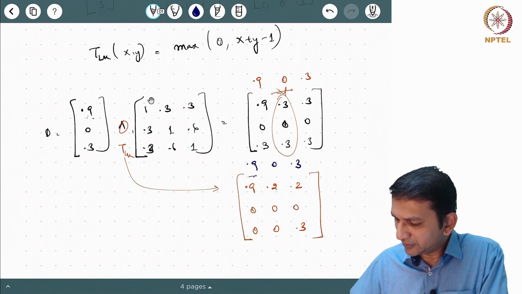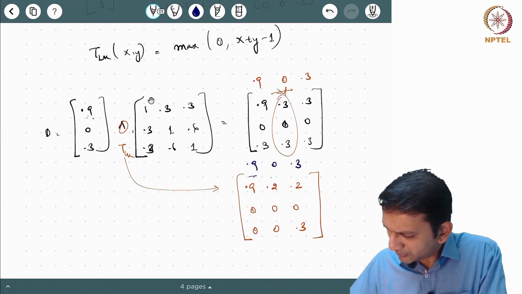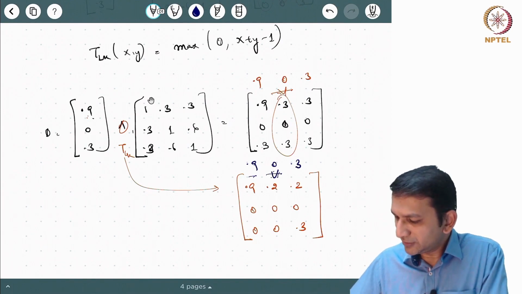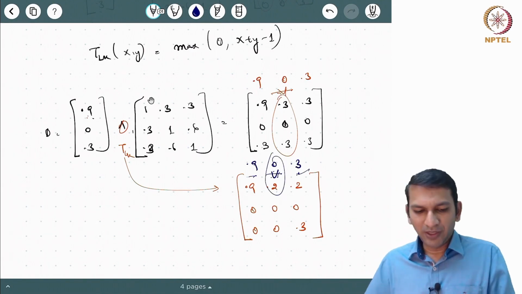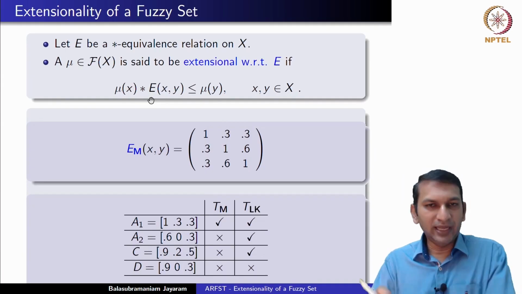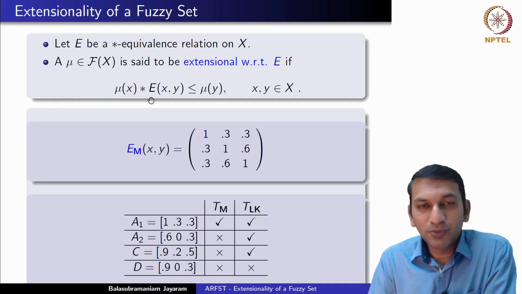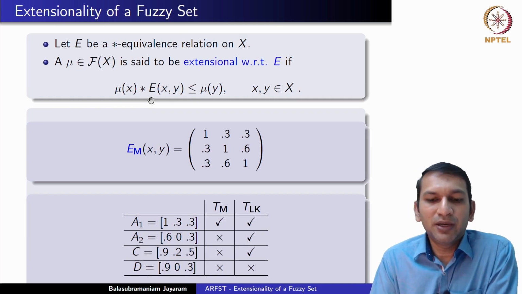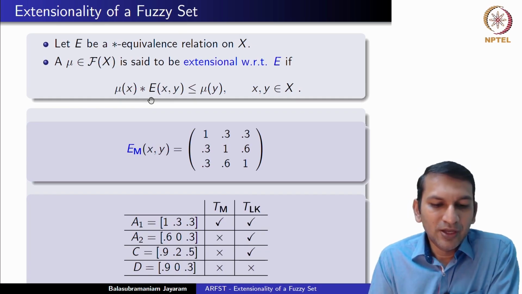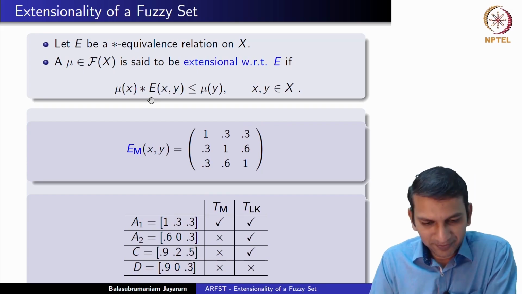So now what we have here, if you write 0.9, 0, 0.3, you see that this is dominating it. This is not dominating it. 0 is not greater than this. This is dominating, okay. But 0 is not greater than 0.2, which means this is neither extensional with respect to EM and min, nor is it extensional with respect to EM and the Lukasiewicz t-norm. So this is what we have here.